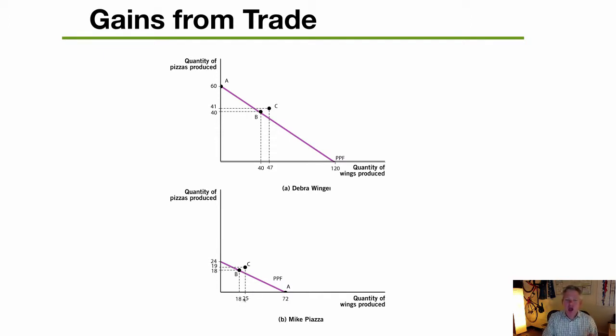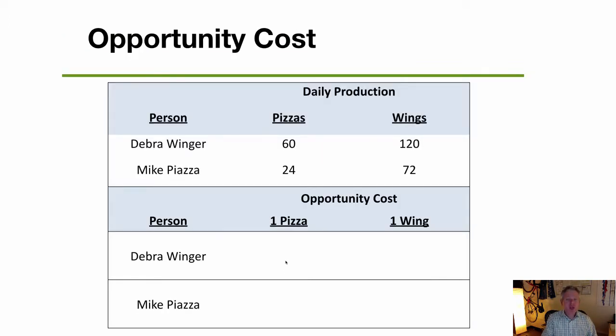Similarly, Mike produced the 72 wings, kept 25 for himself, so he kept more than he had before, and he traded them to Deborah for 19 pizzas, again more pizzas than he had before, and he's now able to consume outside of his production possibilities frontier. By exchanging with one another, they're both able to consume at points that are higher than they would have been able to consume without trade. So let's look at this another way. Let's look at the opportunity cost.